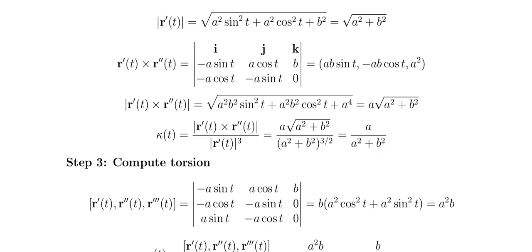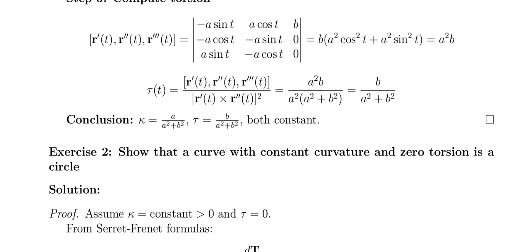The same way torsion என்றது box product கண்டுபிடிக்கணும். r dash, r double dash, r triple dash க்கு, and then box product of r dash cross r double dash whole square என்றது this is the tau of t. Okay, this is called the torsion.